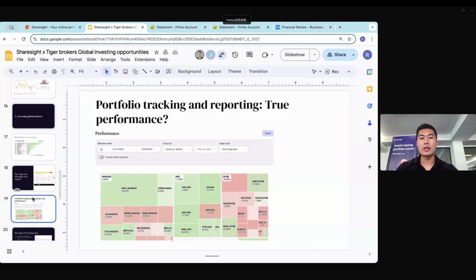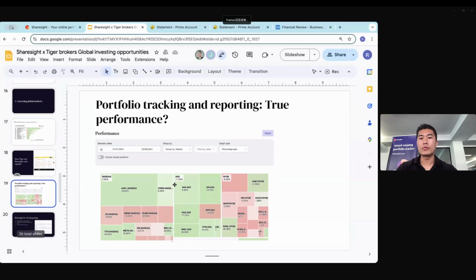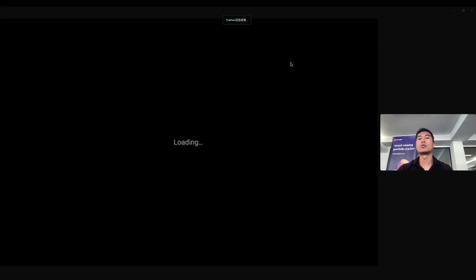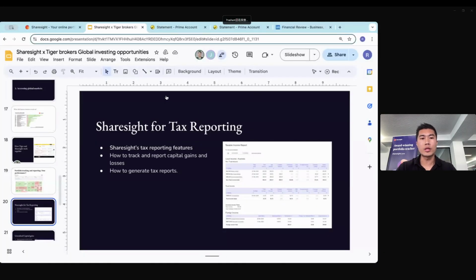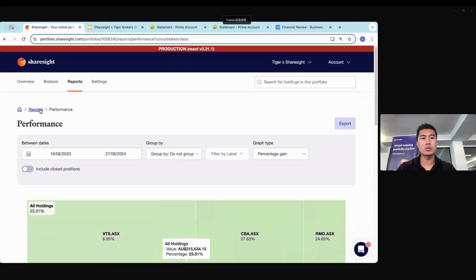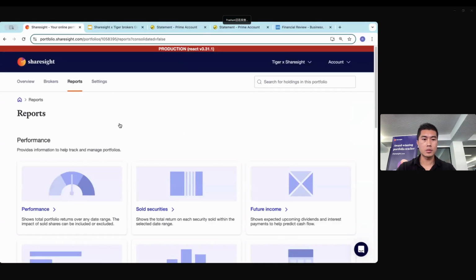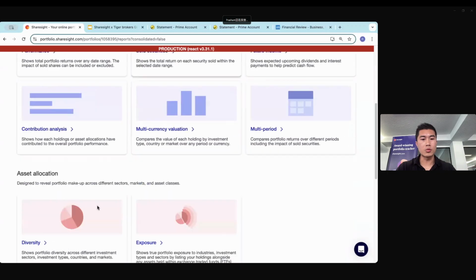And I guess the next thing I'm just going to touch on is the tax report. Sharesight has two tax reports. One is the CGT report, the capital gains tax report, and the other one is the taxable income report. I'm just going to go through that very quickly. We'll talk about the CGT report first.